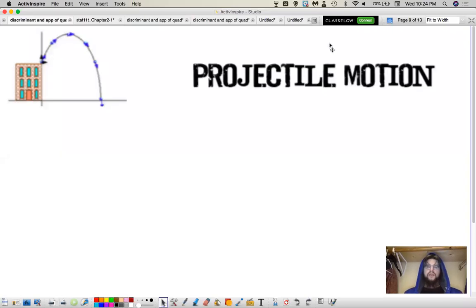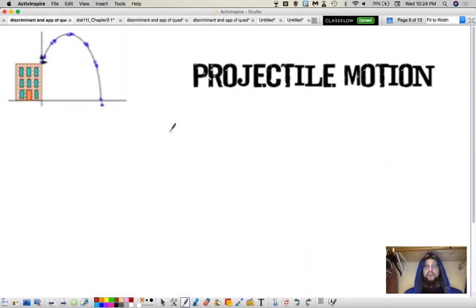Hey guys, today we're looking at projectile motion. So it's a very particular application of quadratics. The first part is actually going to be a little bit of physics. If you want to just skip through to the problems, feel free to do so. But I'm going to show you where it came from.